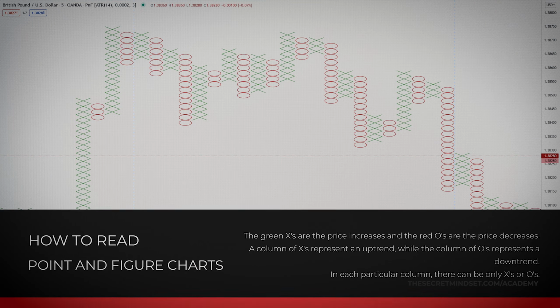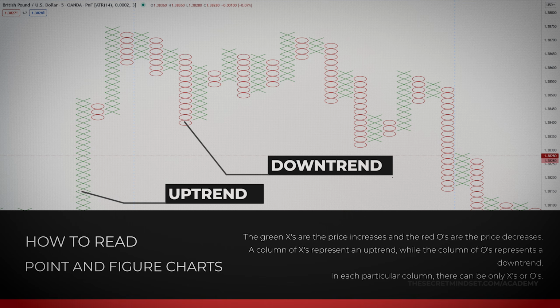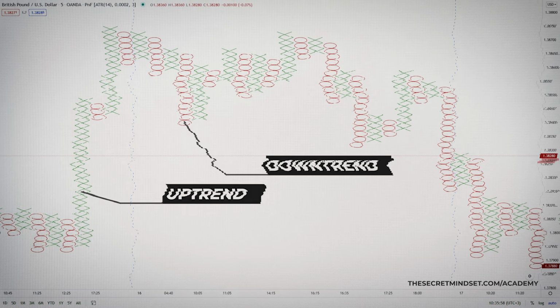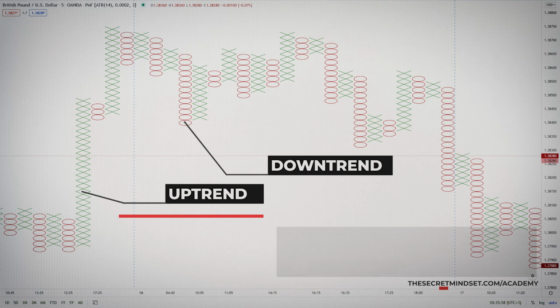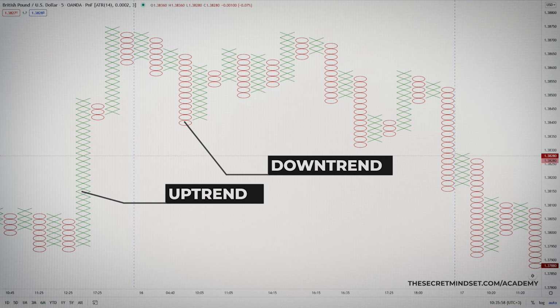The green X's are the price increases, and the red O's are the price decreases. A column of X's represents an uptrend, while a column of O's represents a downtrend. In each particular column, there can only be X's or O's. When one trend ends, a new column starts. So, X columns represent rising prices, while columns consisting of O's denote falling prices.